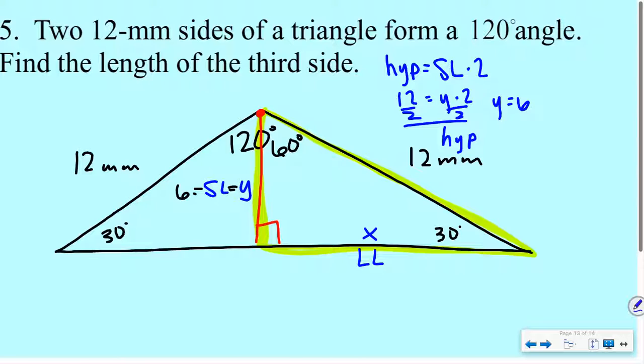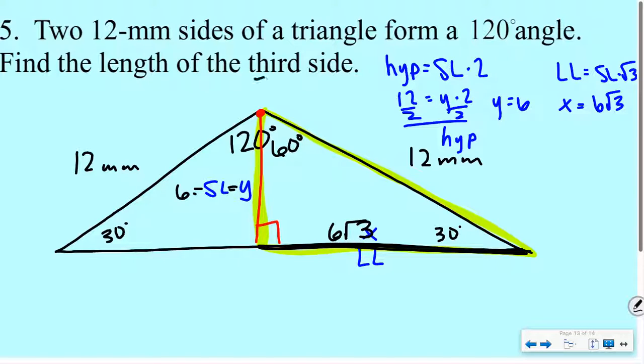Now that I know the short leg, I can find my long leg, because your long leg rule at the top says long leg equals short leg times the square root of 3. So then we would say X equals 6 times the square root of 3, right? Can't make that 18, ones inside, ones outside. Okay, so this bottom right side is 6 square root of 3.